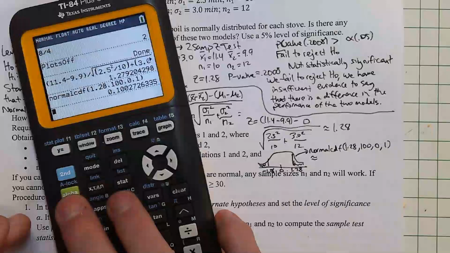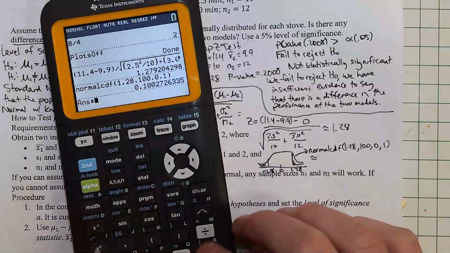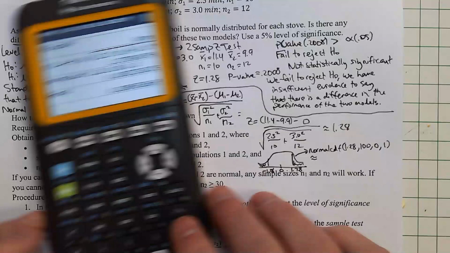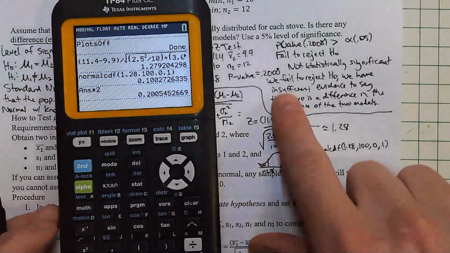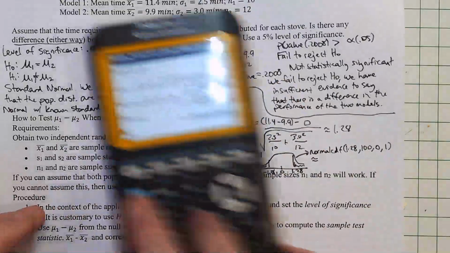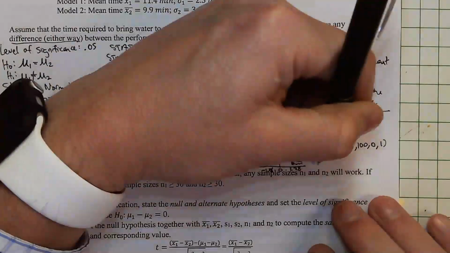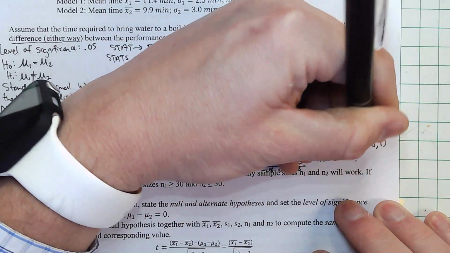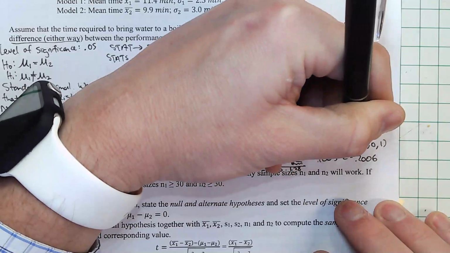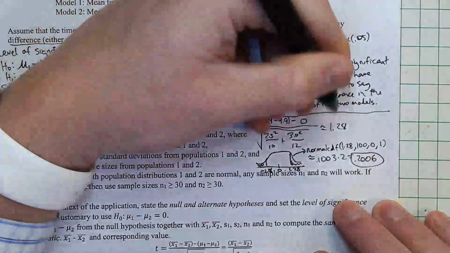0.10027. And so what I'm going to do is double that. I'm going to multiply that by 2. That's going to give me my p-value, which is pretty close to the original. That one's a little bit more accurate. So 0.1003 times 2 would be 0.2006. And so that's my p-value. It's a little different from that, but you're still going to have the same result.